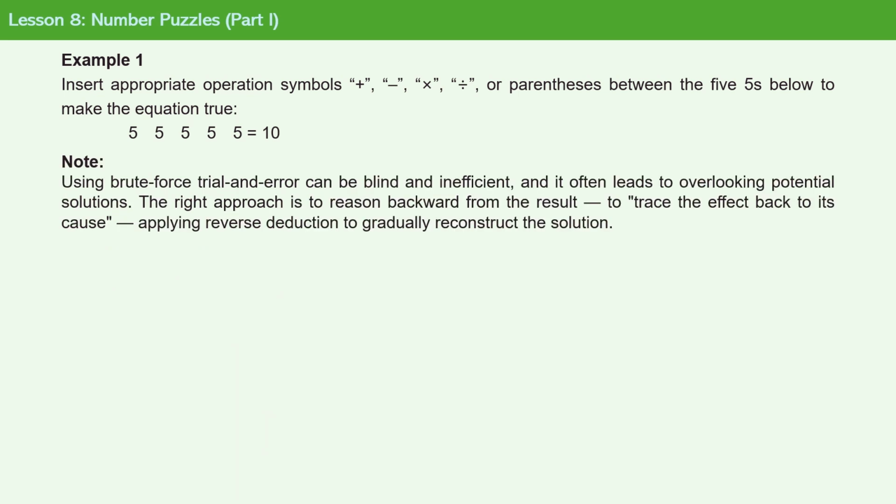Using brute force trial and error can be blind and inefficient, and it often leads to overlooking potential solutions. The right approach is to reason backward from the result, to trace the effect back to its cause, applying reverse deduction to gradually reconstruct the solution.